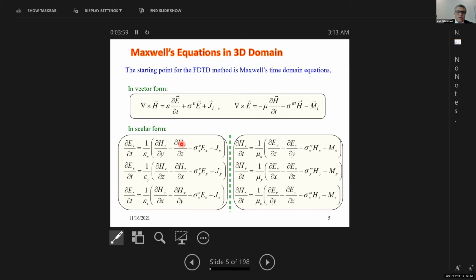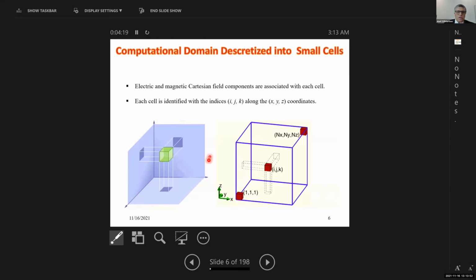So if you look at any one of those 6 scalar first-order differential equations, they combine at least 3 field components. And there is no way we can take 3 of those equations and solve them together. We have to solve all 6 equations together if we were to solve a 3-dimensional problem. So how we do it in finite difference time domain is we set an environment, and this environment is going to be bounded by boundaries. The boundaries are here, the blue box.